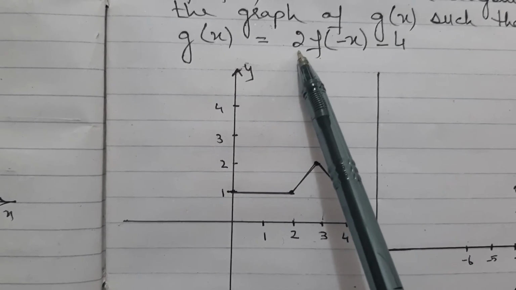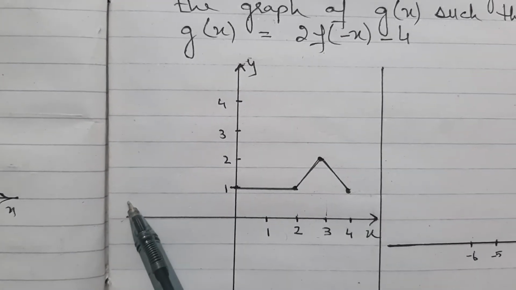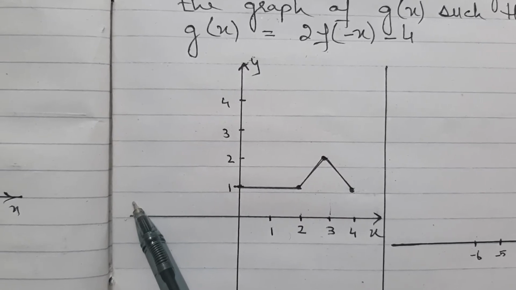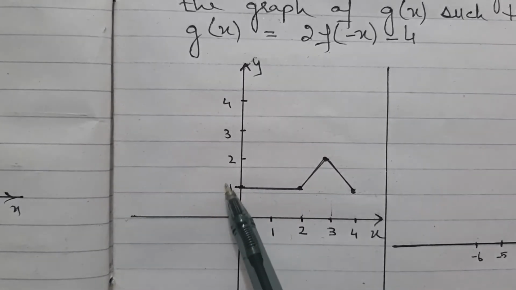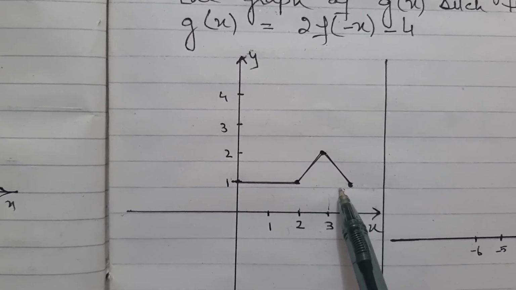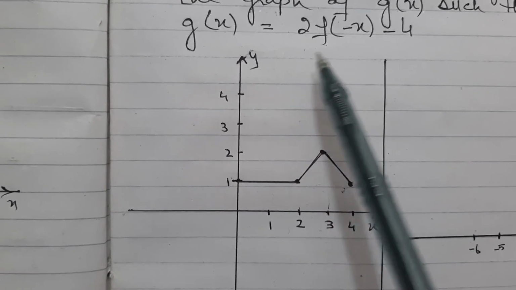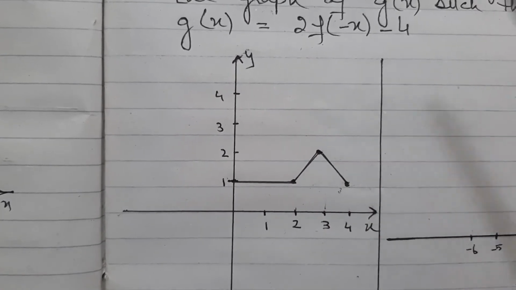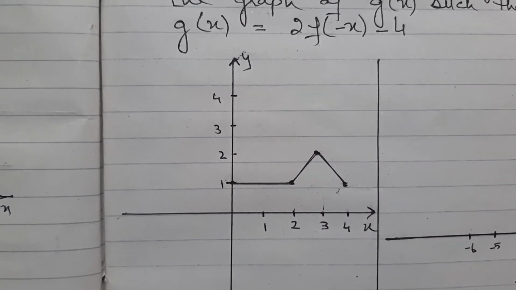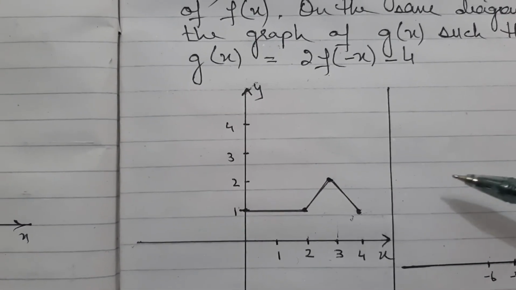Then multiply by 2. What does it mean? All the y coordinates I will multiply by 2. How many points do I have here? 1, 2, 3, 4. So I'll multiply all the y coordinates of the points by 2. I will get new points, I'll mark them. And then minus 4 means I will move the graph 4 units down, right? So I'll move the graph 4 units down.